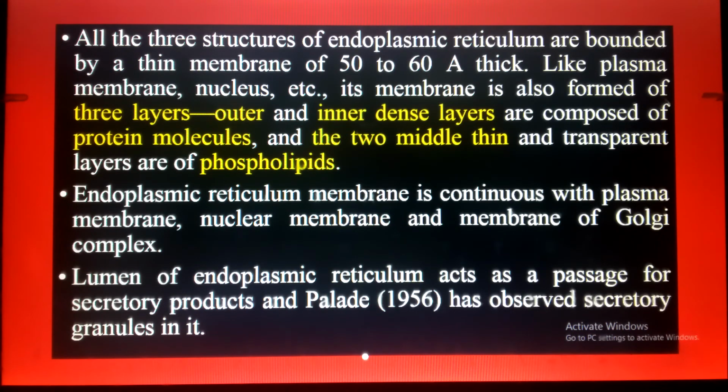Now the endoplasmic reticulum membrane is continuous with the plasma membrane on one side and the nuclear membrane on the other side, and also with the membranes of the Golgi complex, because the Golgi complex is produced by the fusion of the vesicles which are produced by the pinching off from the cisternae of the endoplasmic reticulum. So the lumen of the endoplasmic reticulum acts as a passage for secretory products, and Platt has observed secretory granules in it. Is it clear?